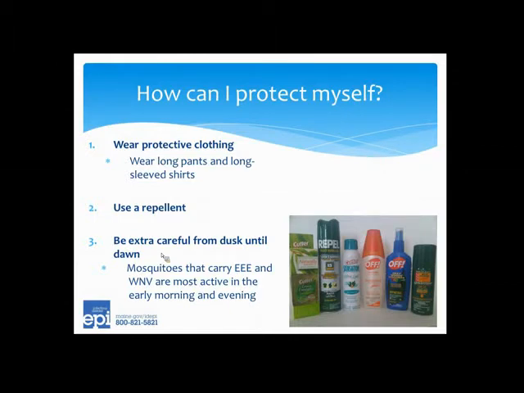Number 2 is use a repellent. There are 5 EPA-approved repellents. 4 of them are approved for use on skin, and 1 is approved for use on clothing. The 4 approved for use on skin are DEET, picaridin, IR3535, and oil of lemon eucalyptus. Oil of lemon eucalyptus is the only all-natural repellent that is EPA approved as being effective against mosquitoes.